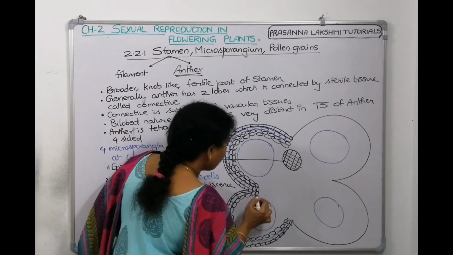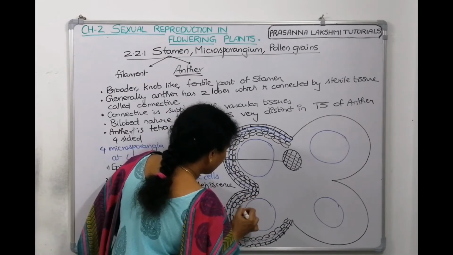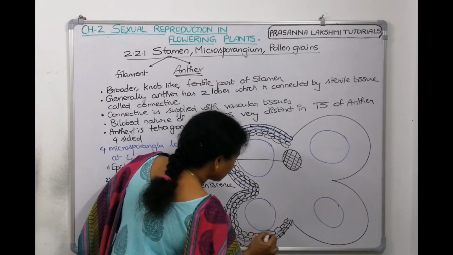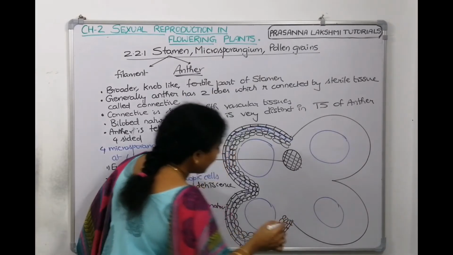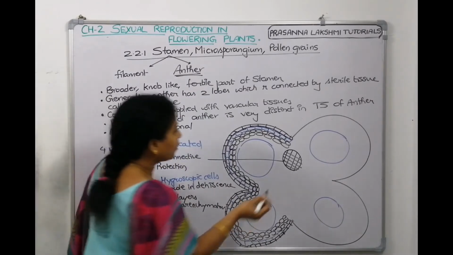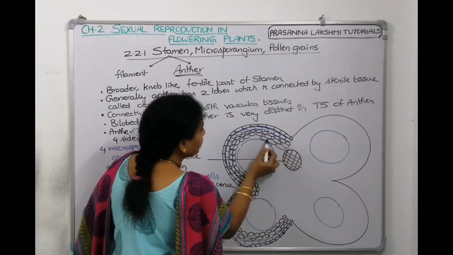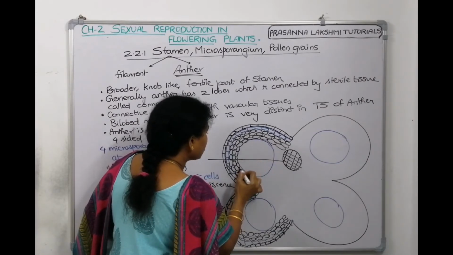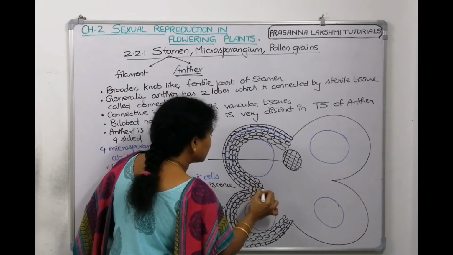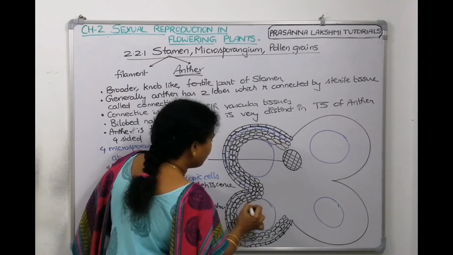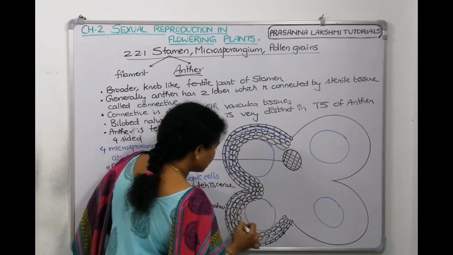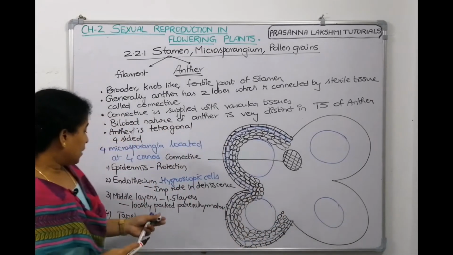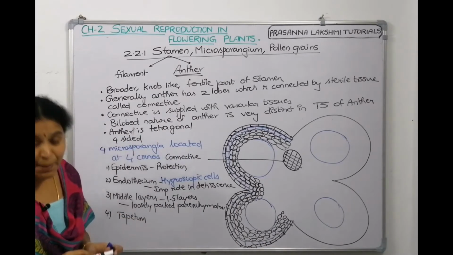Now, they also function along with the endothelium. If endothelium is dehydrating, these loosely packed parenchymatous cells also will dehydrate, which means they also help in dehiscence. So, I can draw one more layer, I think. Yes. 1 to 5 layers of loosely packed parenchymatous cells. What do they make? They make the middle layers, right? So, this is the middle layer. Now, the last layer, the innermost layer, is called tapetum.